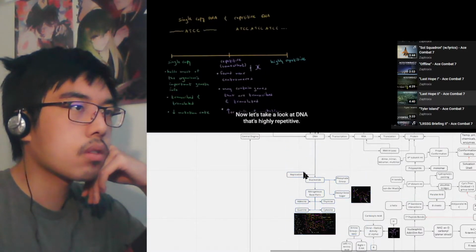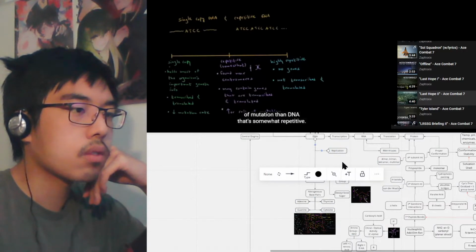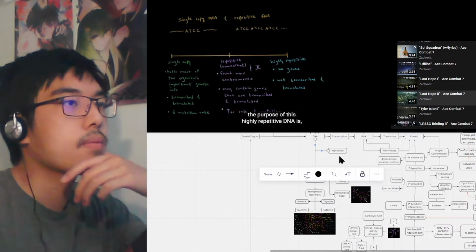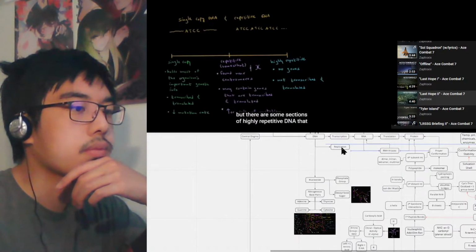Now let's take a look at DNA that's highly repetitive. It contains no genes, and because it contains no genes, it is not transcribed and not translated. And highly repetitive DNA has an even higher rate of mutation than DNA that's somewhat repetitive. There's lots of highly repetitive DNA that we're not exactly sure what its purpose is. Scientists are currently trying to figure out what the purpose of this highly repetitive DNA is, but there are some sections of highly repetitive DNA that we do know what their purpose is.